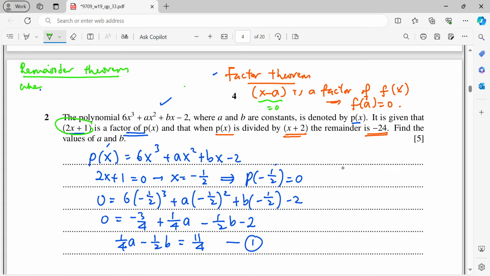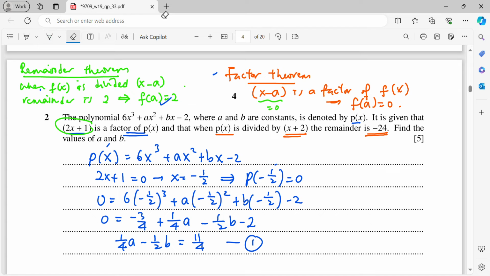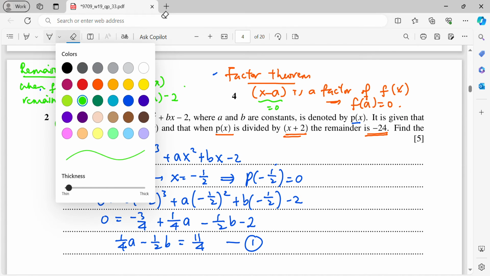So when f(x) is divided by x minus a, for example, the remainder is 2. That means f(a) equals 2. So this is the remainder theorem.